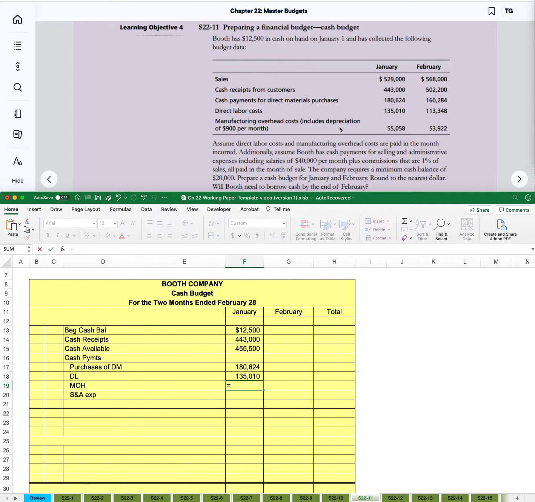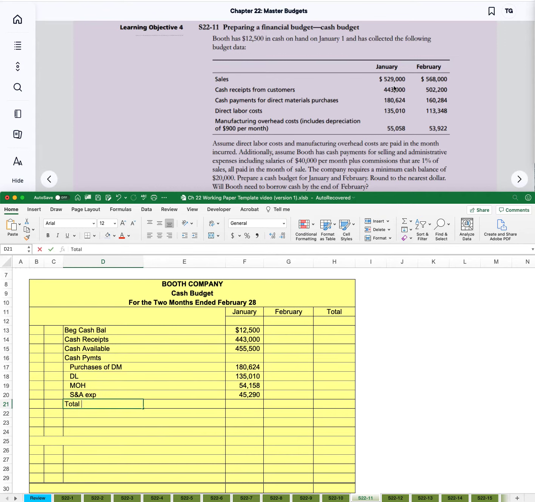So in the cell for manufacturing overhead, we'll say equals $55,058 minus $900. And then for our selling and administrative expenses, we have $40,000 plus commission of 1% of sales. So here we'll say equals $40,000 plus, and then we'll open a bracket. We have sales of $529,000 times 1%. And we get $45,290 for selling and administrative expenses.